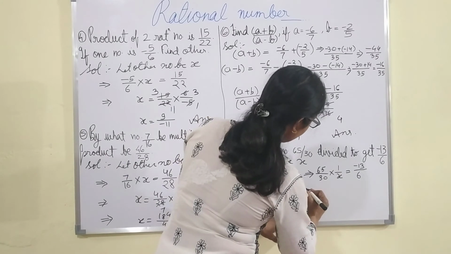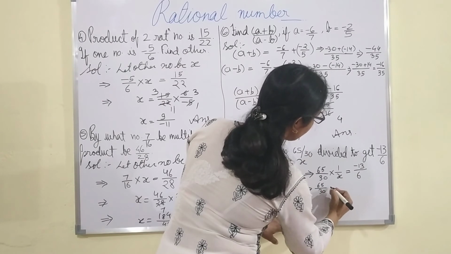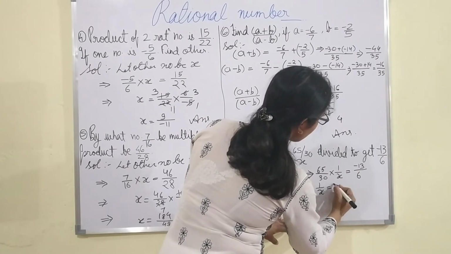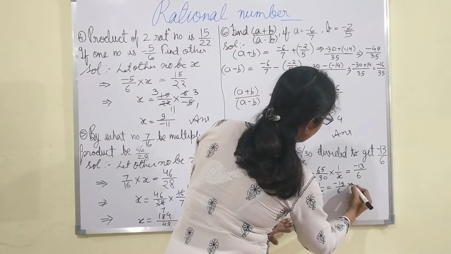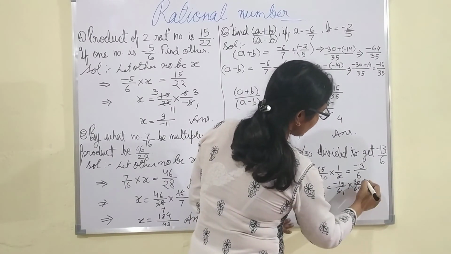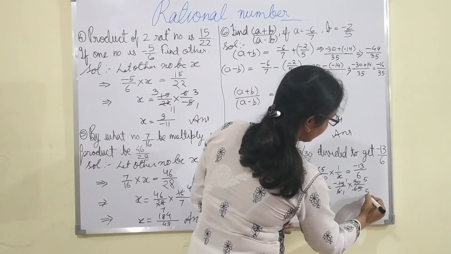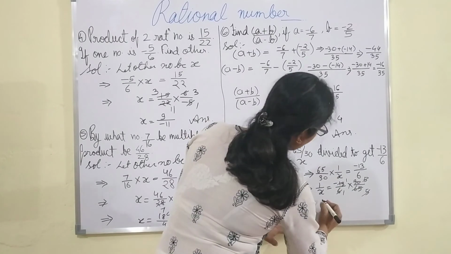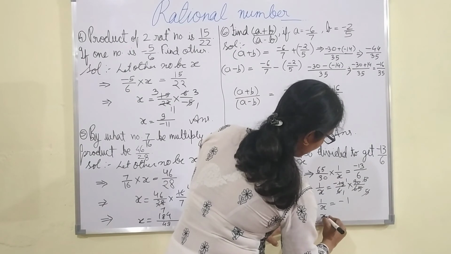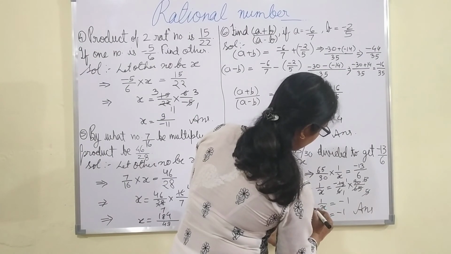So 65 upon 30, now 1 upon x equals minus 13 upon 6 into 30 upon 65. 6 ones, 6 fives, 13 ones, 13 fives, 5 fives cancelled. So 1 upon x equals minus 1. So x equals also minus 1. It's our answer.